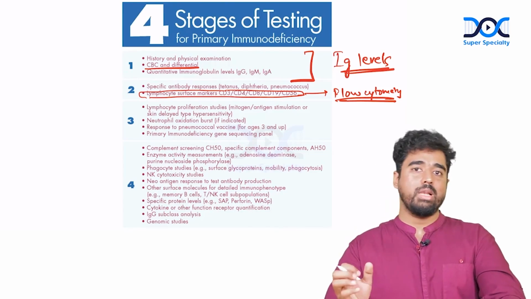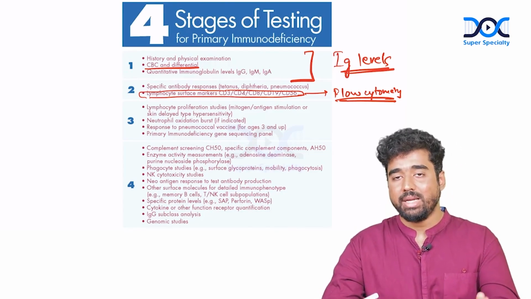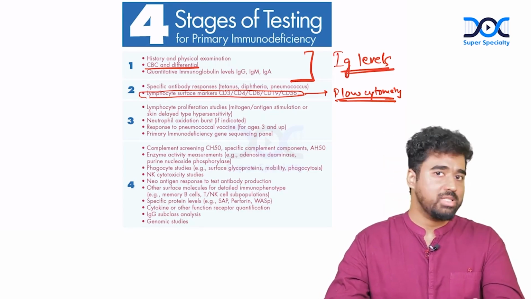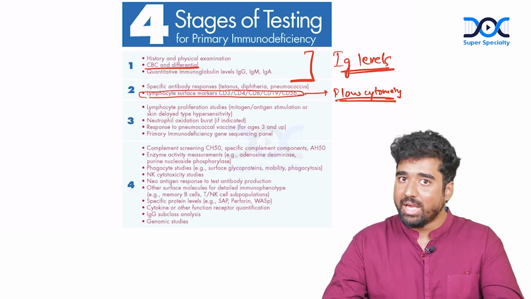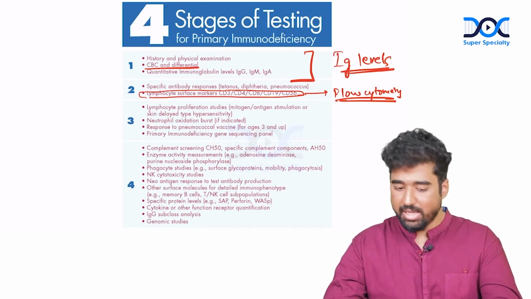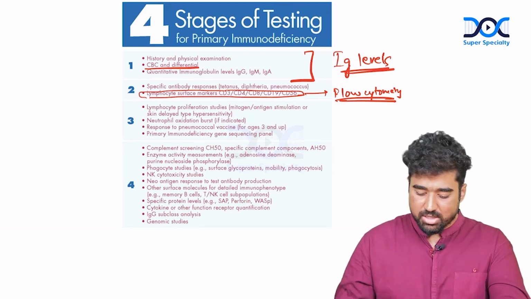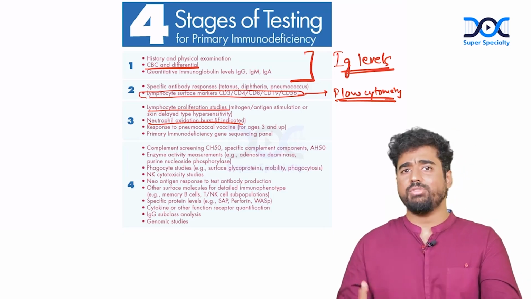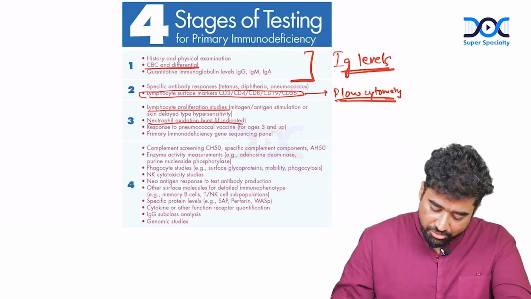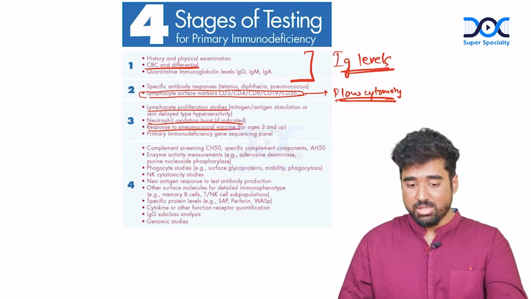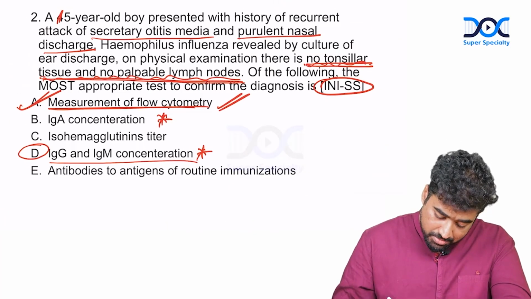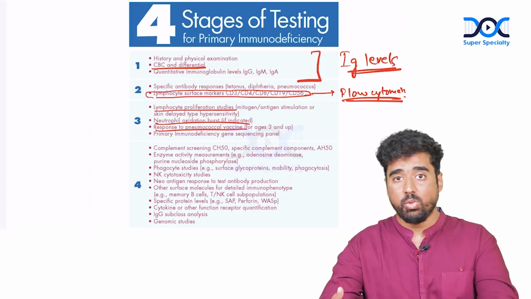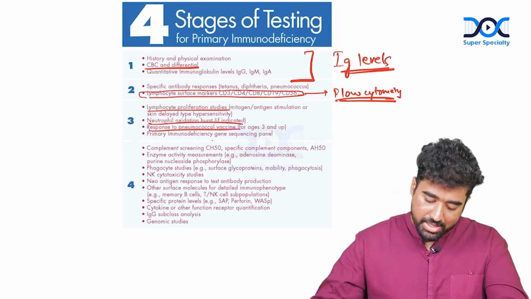the immunoglobulin levels have to be tested as a whole, as a panel, not just as IgG or IgM levels, etc. The profile has to be done with IgG, A, M and E levels. So other stages of testing involve lymphocyte proliferation testing, oxidative burst, if phagocytic defects are being tested for, and response to pneumococcal vaccine. So as you can see here, these antibodies to antigens of routine immunizations have to be tested to just check whether the active immunity is working.